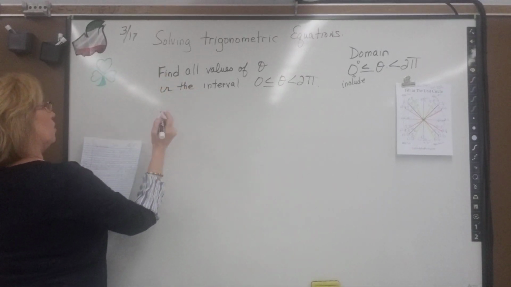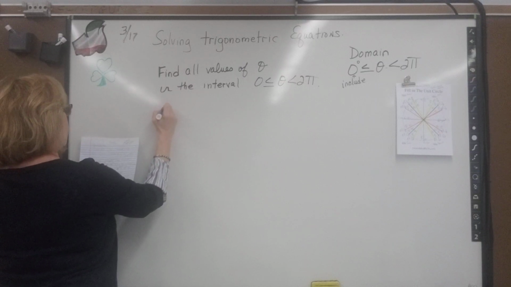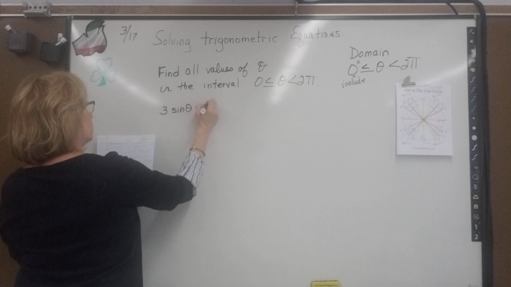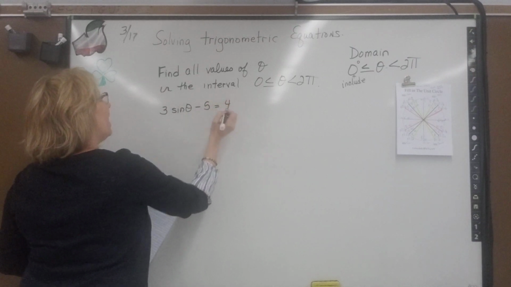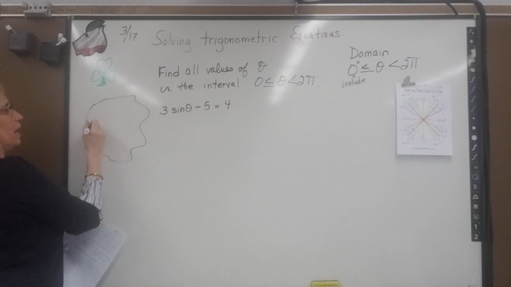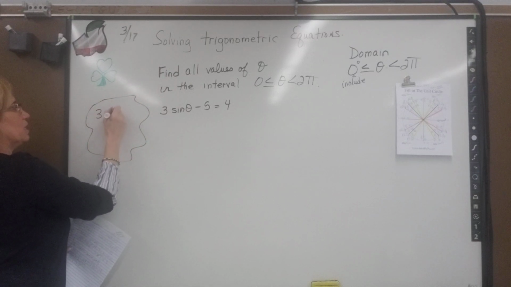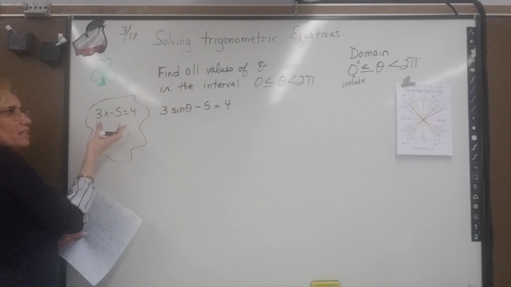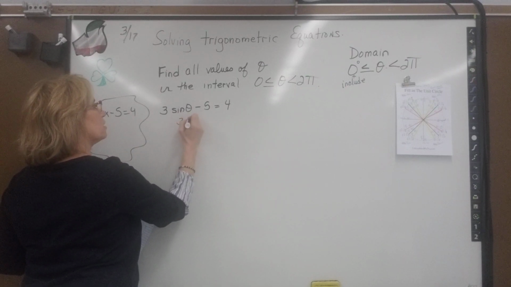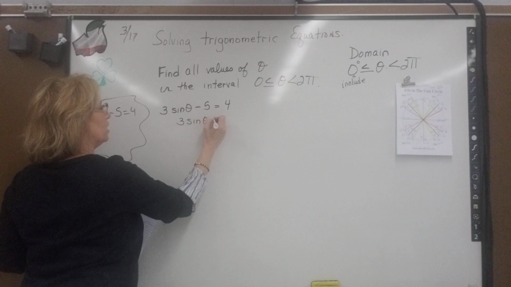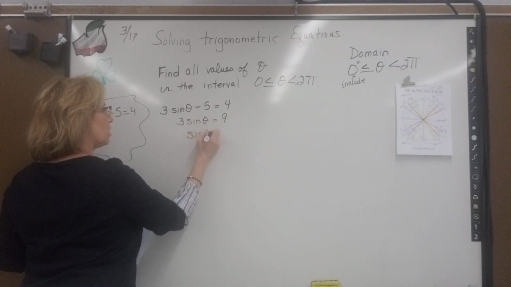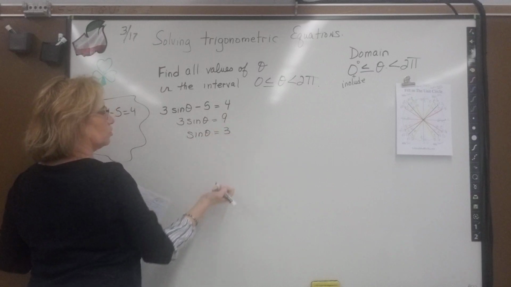All right. Let's say I had 3 sine theta minus 5 equals 4. Again, you're solving this as if this is what's going on in your thought cloud: 3x minus 5 equals 4. Just like you would solve this equation, you're solving this. I'll add 5 to both sides. 3 sine theta equals 9. Divide both sides by 3. Sine theta equals 3.